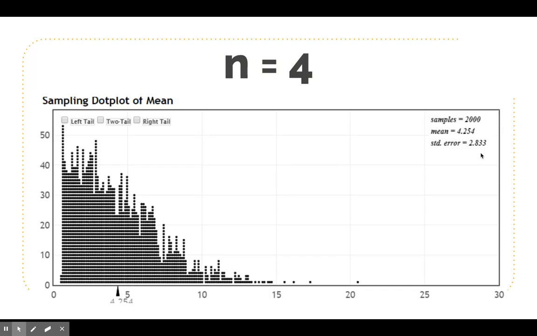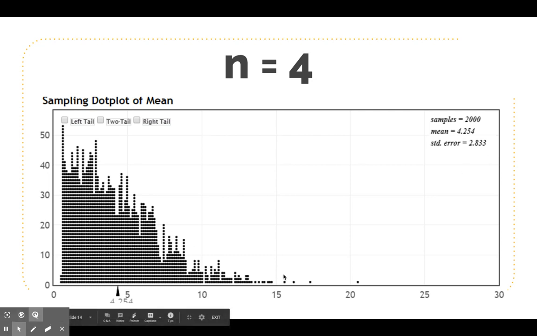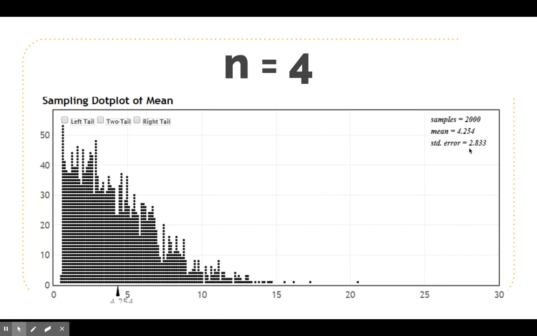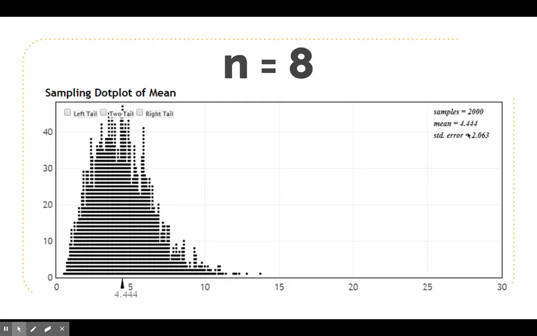If we do sample sizes of size 4, we still have a right skew. The standard deviation is getting smaller, even 2.8, and the mean has started getting closer to what it really was. If we look at sample size of 8, the mean is still relatively close to what it was before. We're now at 4.4. The standard error, which is again an estimate of the standard deviation, is still getting smaller. And while this is skewed right, it's definitely starting to get more normal shaped.